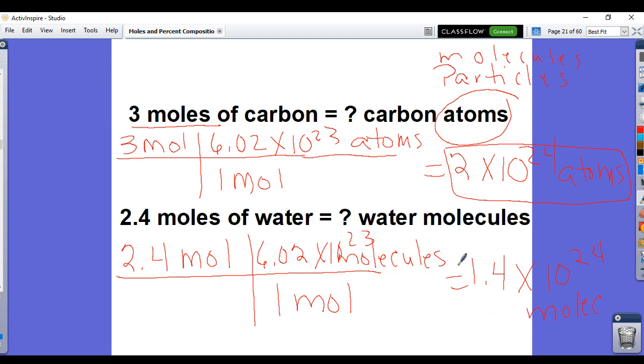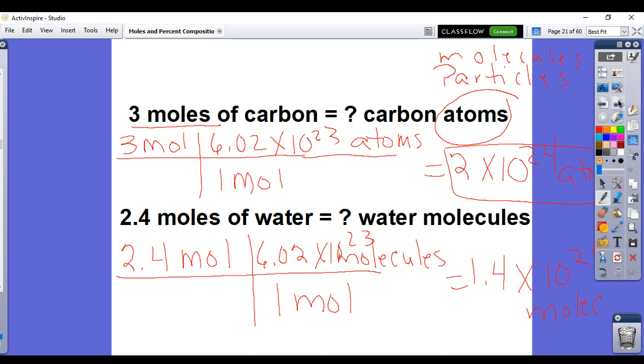So that is the one step when you're converting moles to either molecules, particles, or atoms. So I'm going to stop the video here, and I'll do another video that shows you some other parts. But this is the one step for moles to molecules, atoms, particles.